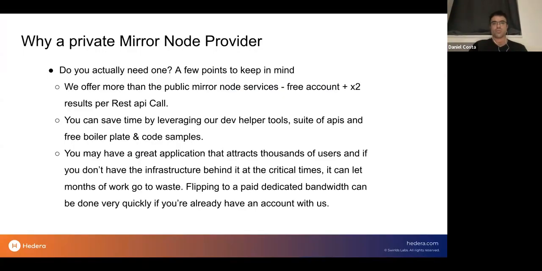But just to let you know why a private mirror node provider: we offer at base a free account with everything that the public node could potentially offer, plus twice the results per REST API call. So you can actually get up to 200 results per REST API call, which is not too bad. We also have developer tools, a complete suite of APIs, and some free code samples and boilerplate. And just remember, you might have a great application that attracts thousands of users, and if you don't have the infrastructure at the critical times, it can let months of work go to waste.